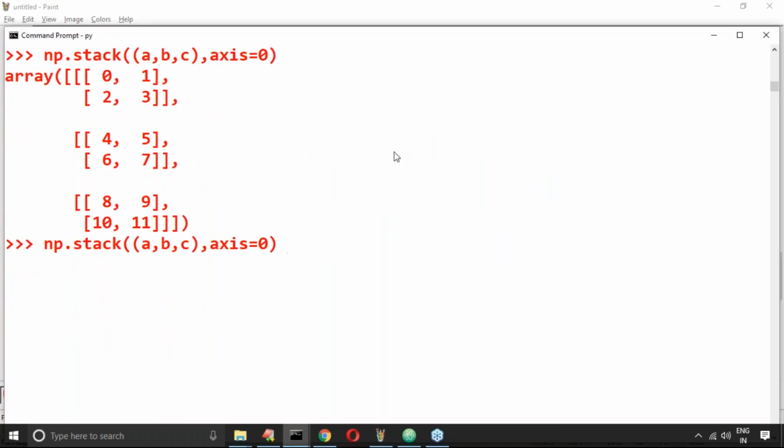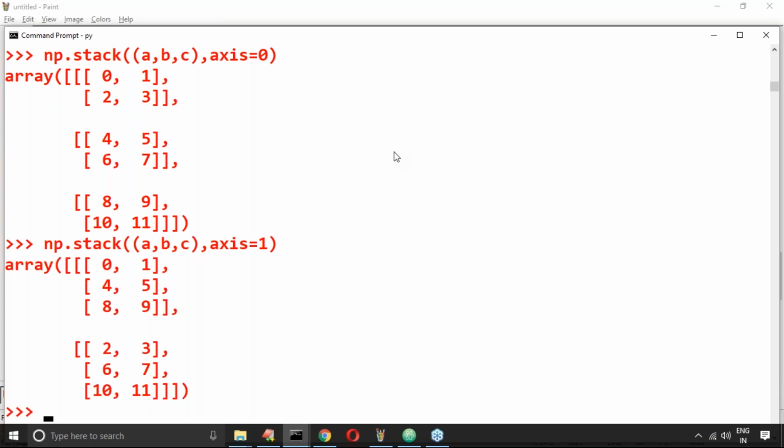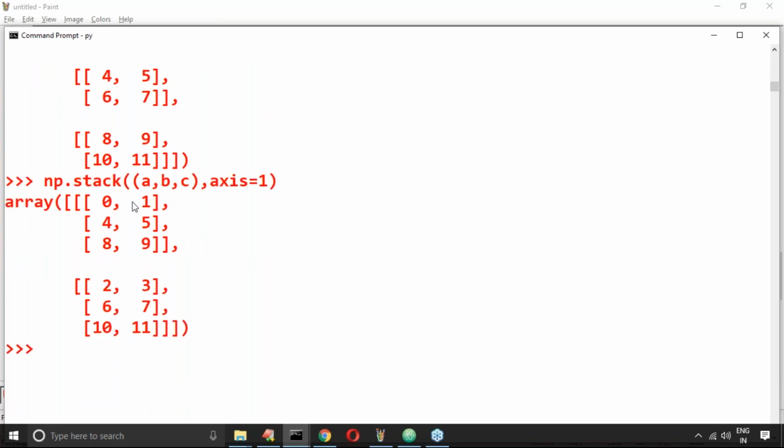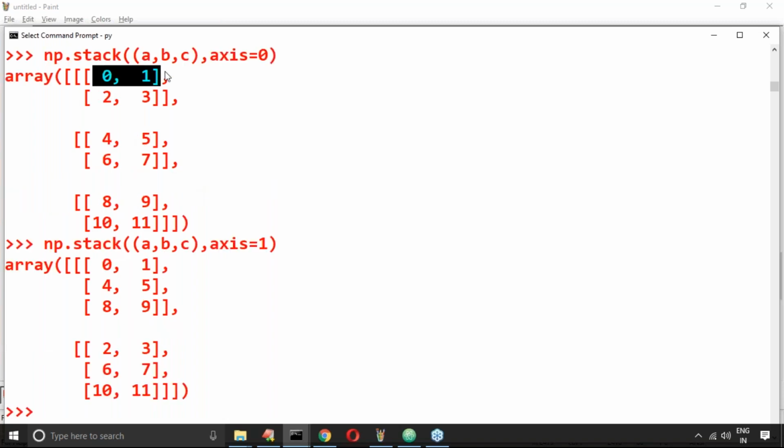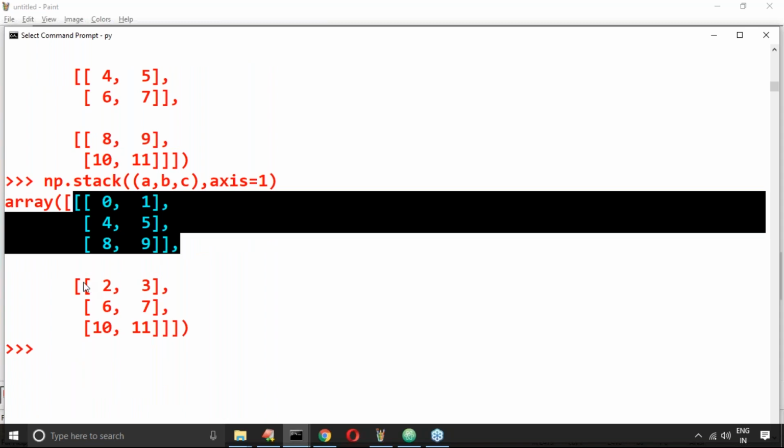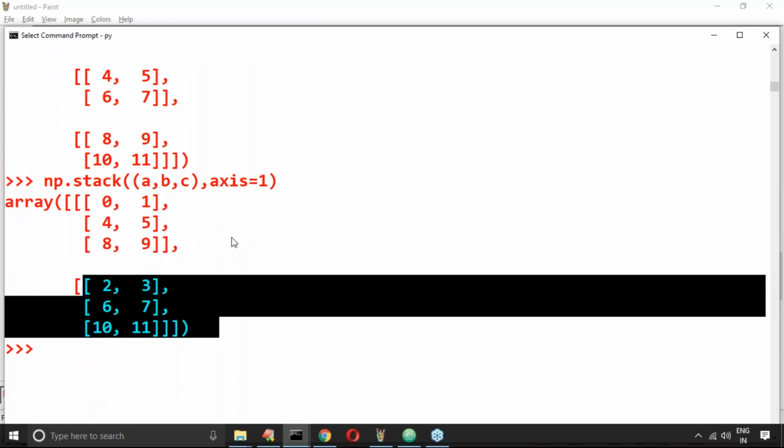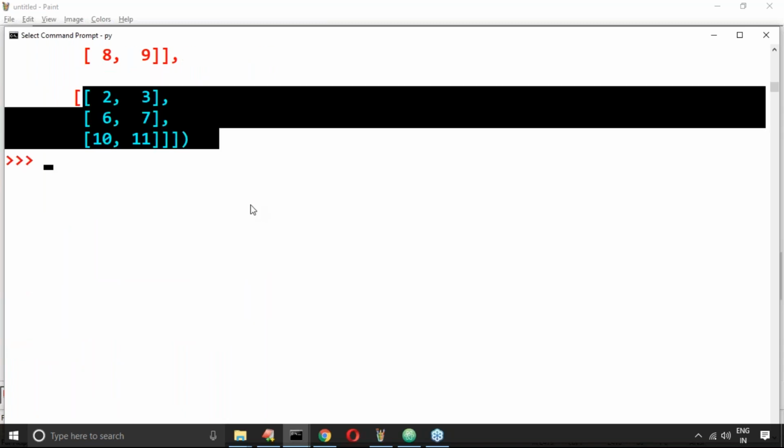Now axis equal to 1. Is it our expected thing? 0, 1, 4, 5, 8, 9. Take one row from the first one, one row from the second one, one row from the third one. That is the first 2D array, and the same will be for the second. It is easy, right?